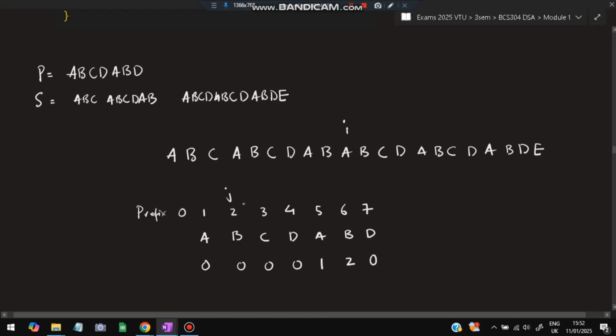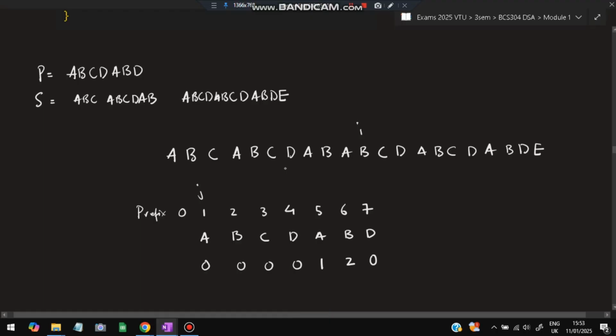Okay, now in this case, i and j plus 1, is it the same? No, it's not the same. So where do we have to go with j? j will be going to the last value of the column, which is 0. So j will be going here. Now again, compare j plus 1 with i. j plus 1 is a, and i also has a. When it is the same, increment both of them. So we'll be incrementing both of them here.